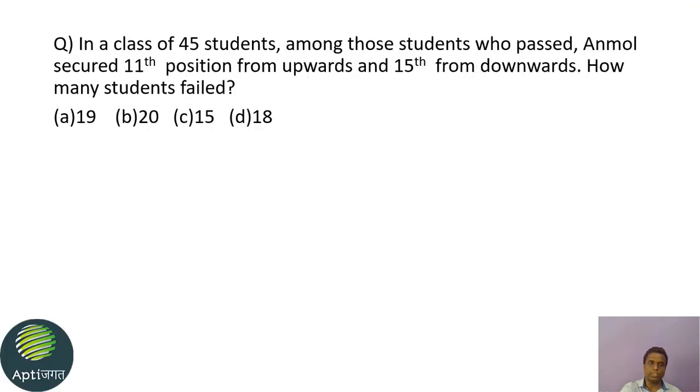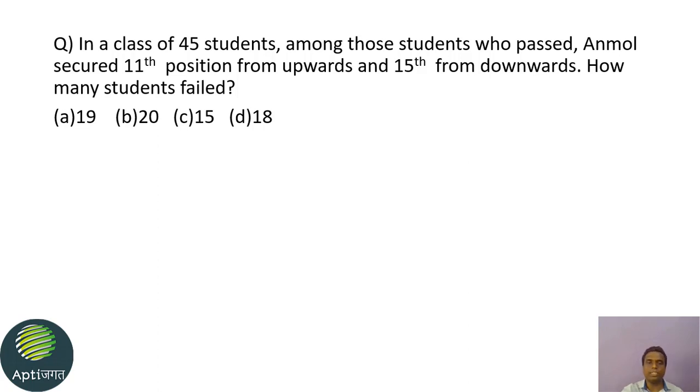Now let's look at the next question. In a class of 45 students, among those who passed, Anmol secured 11th position from upwards and 15th position from downwards. How many students failed in his class? See, the total number is given. Anmol's position among the passed students is given, so we can find the total number of students who passed, right? If we subtract total passed students from total students, we get the total number of failed students.